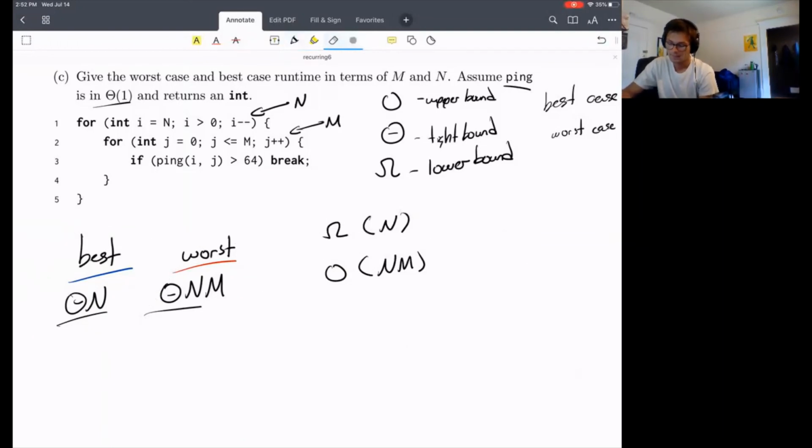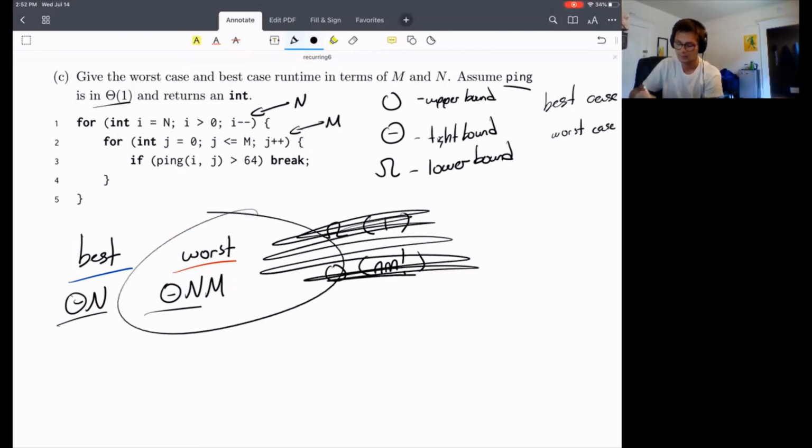Because remember, Omega just means at or above the line, so it's equally valid to say that this function runs in Omega of 1 time, because that's still true, and it's equally valid to say that this function runs in n^m factorial time, because that's at or below the line. But it's not the most descriptive, not the most accurate thing you can say, even though it is technically true. That's why we have these best and worst cases, and they're described in theta notation because they are always going to be upper bounded and lower bounded by the same thing. Okay, that's basically everything in this problem.